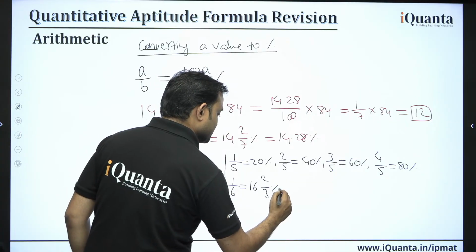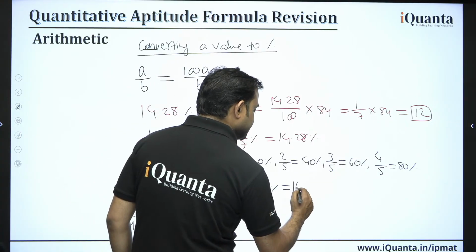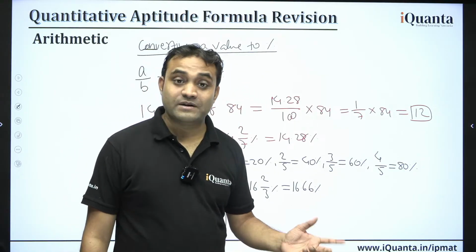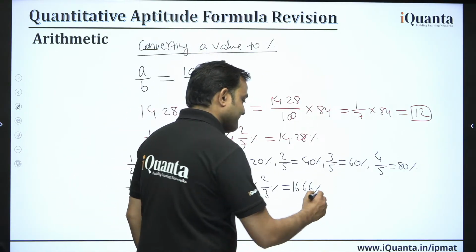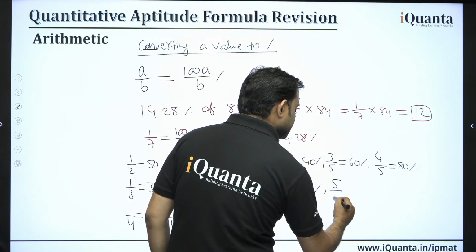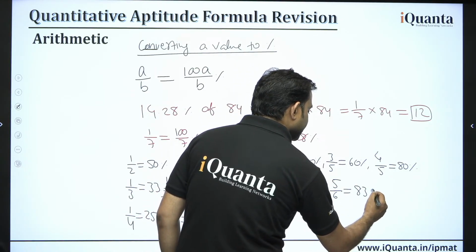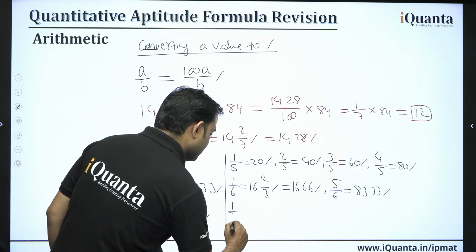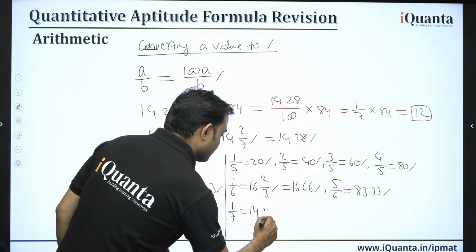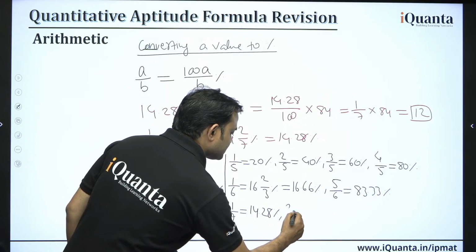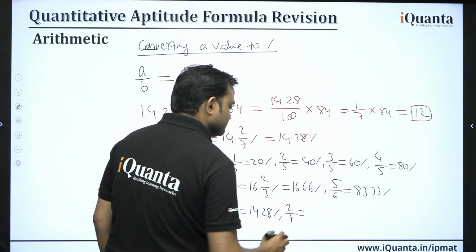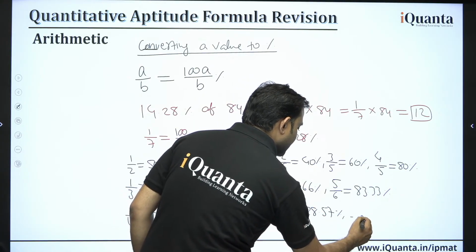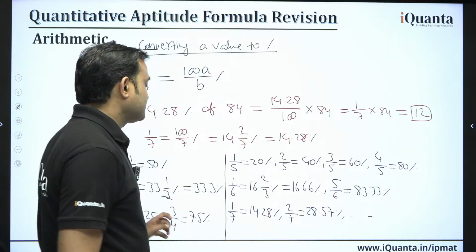16 2 by 3%, which is equal to 16.66%, or you can also round it off and make it 16.67%. Then comes 5 by 6, which is equal to 83.33%. Then comes 1 by 7, which is equal to 14.28%. You can consider few of its multiple, okay, like 28.57% and so on. All right.